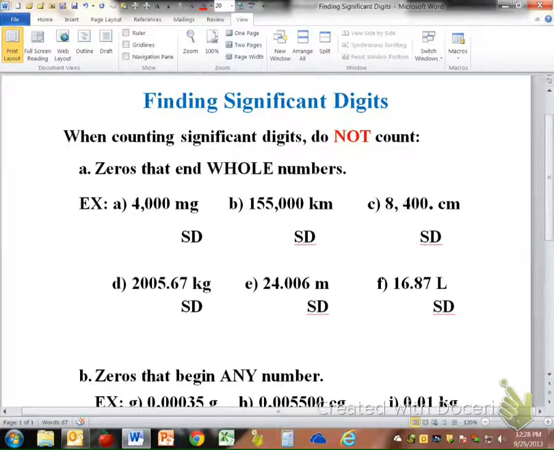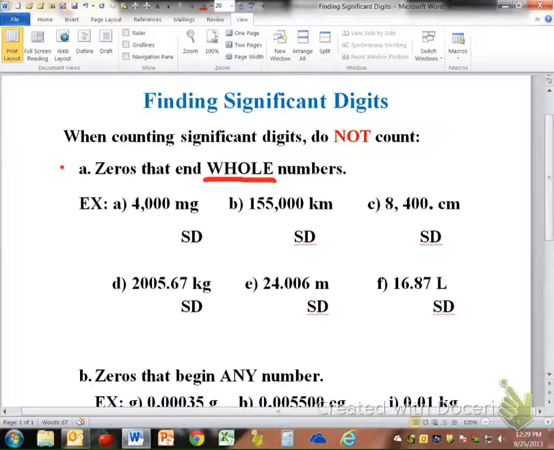Now I know in the notes I gave you a bunch of rules that tell you which numbers do count, but there's an easier way to do it too. If we take a look and see which numbers do not count as significant digits, we'll realize that all we have to do is look for these things right here. Look for zeros. But the zeros have to meet a couple of qualifications, and here they are, starting with where you see A. A says zeros that end whole numbers, and whole numbers only.